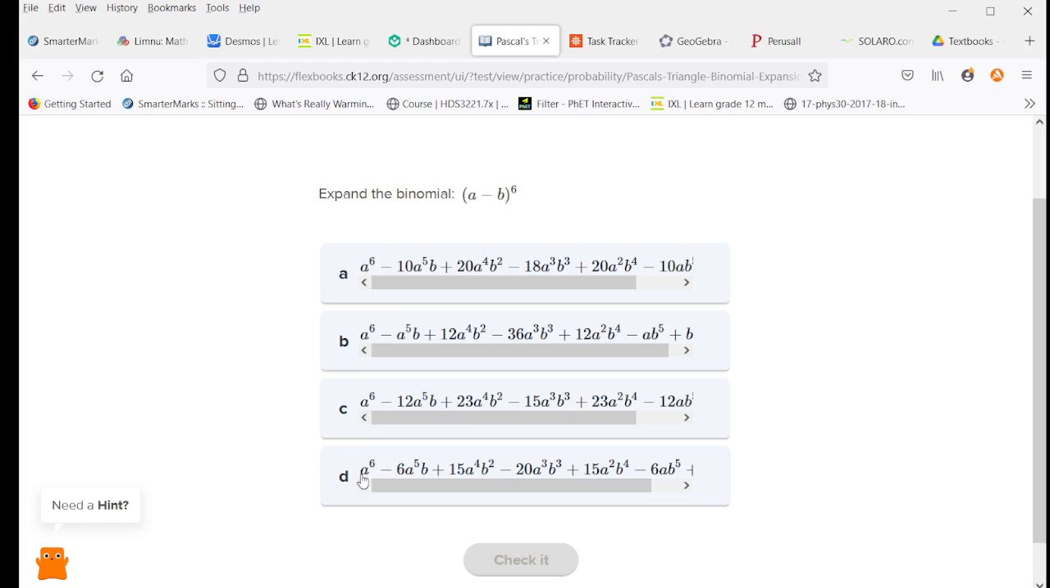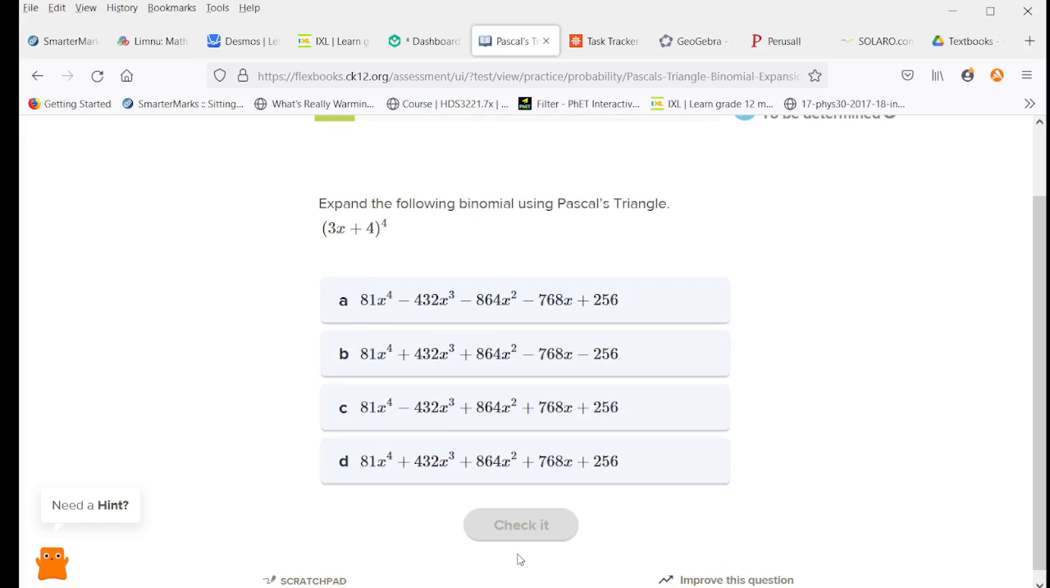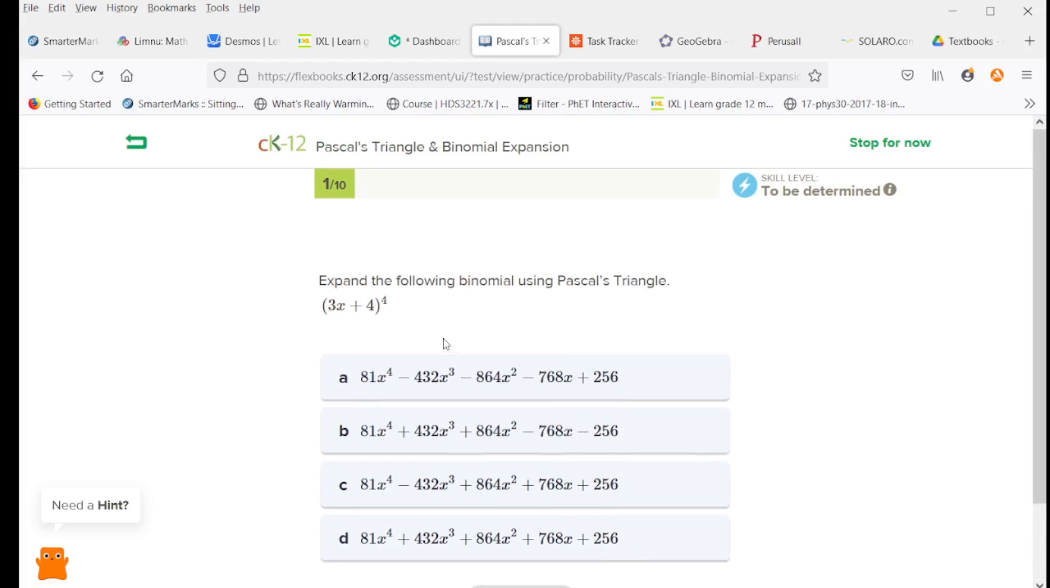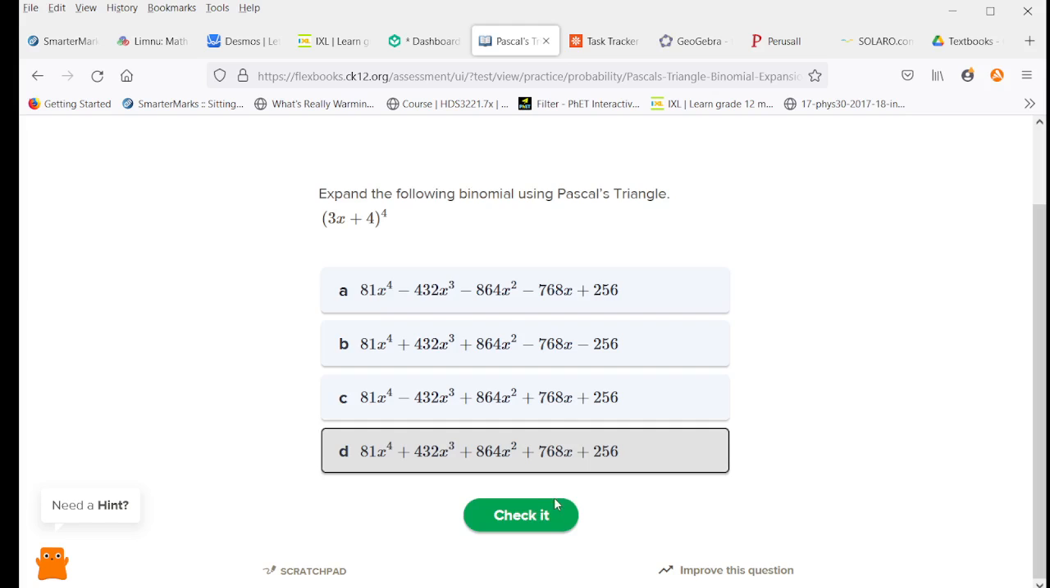They do all start with a to the 6th. The second term according to the binomial expansion is going to have a coefficient of 6, so only D could be right. Now, we want to expand this one. 3 exponent 4 is 81. So that's all correct. We're not going to have any negatives because all of our coefficients are positive. This is the only one that is exclusively positive.